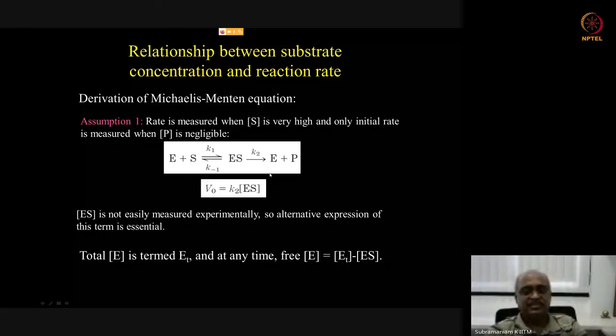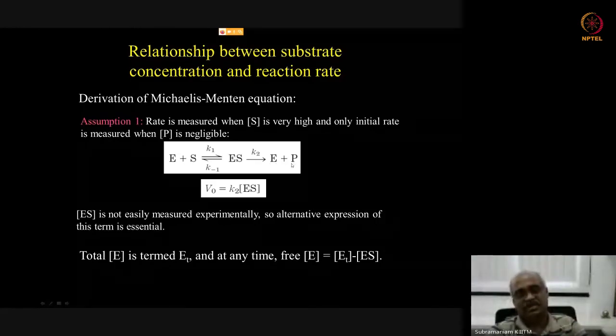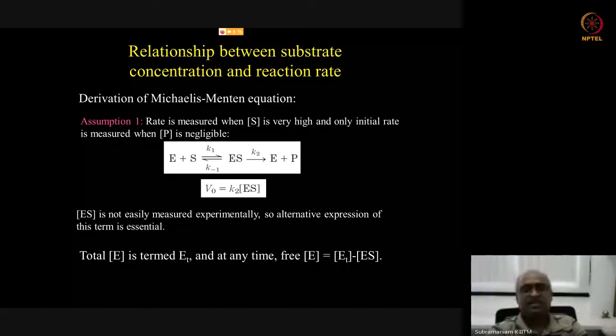Under this condition, the rate of the reaction will be equal to the rate of ES becoming E plus P. That is S having become P. So this is the rate limiting step. That is the one that is going to define the rate of the overall reaction. This we saw at the very beginning. And therefore, it is proportional to the concentration of the reactant. Here that is ES. And that proportionality constant is K2. So V0 equals K2 times ES.